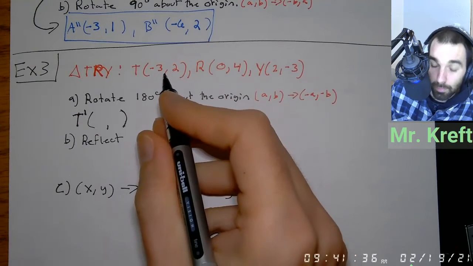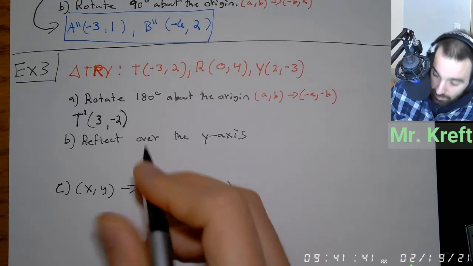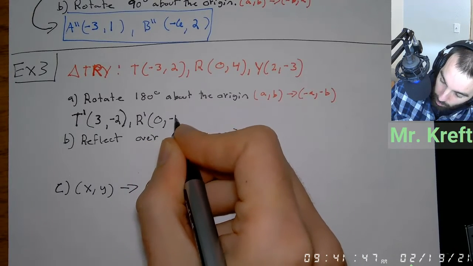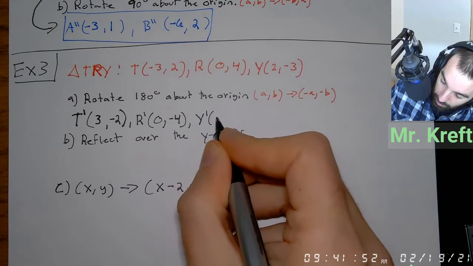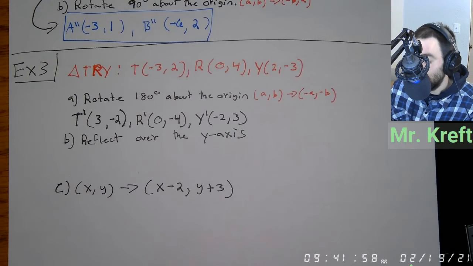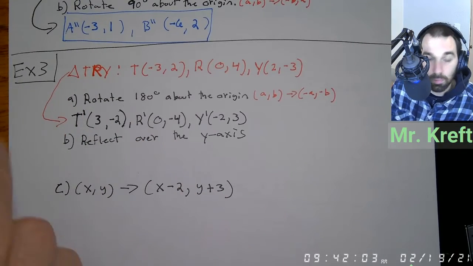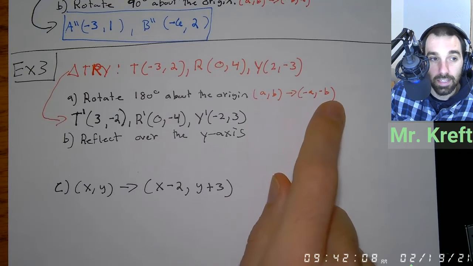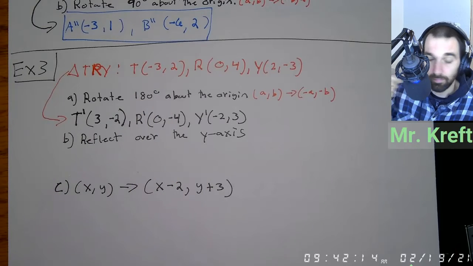So my t prime is going to be the opposite of -3 is 3. The opposite of 2 is -2. And then I'm going to have r prime. The opposite of 0 is 0. The opposite of 4 is -4. And then the opposite of y is going to be -2, +3. For this one, I took the red to the black, and all I'm doing here is taking everything I had before and making it the opposite. So negatives become positives, and positives become negatives.